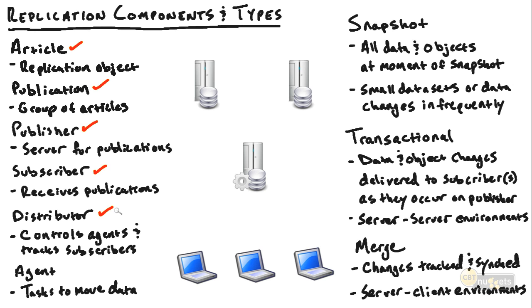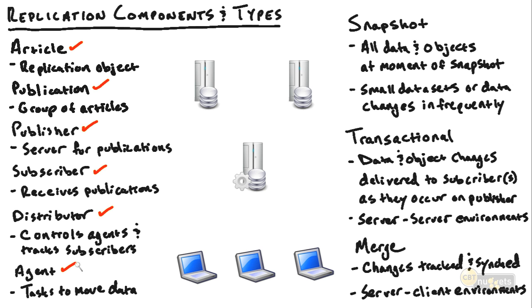The distributor is the server that contains the distribution database. The distribution database just contains all of the changes and tracks all the subscribers. So it has all the information, all the metadata that it needs for the data and for the subscribers and where to put it. So that's kind of our control database for replication. And then we have agents, and there are a lot of different agents.